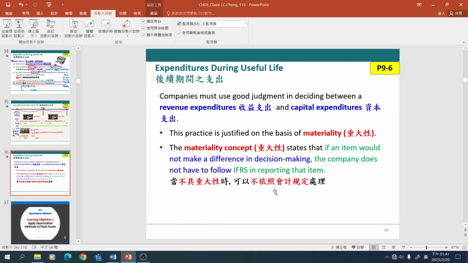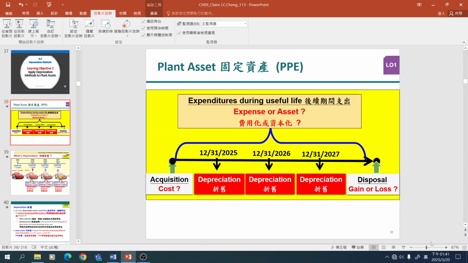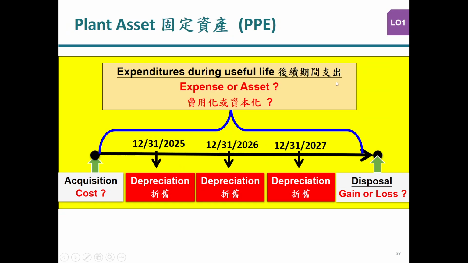Okay, so we go to the third issue. So please on your slide 38. We've done first one, cost. We've done second one, additional money you spend is your expenses or assets. So we go to the third one. Also, the most important issue in this chapter is depreciation, 折旧. So what's depreciation, 折旧?